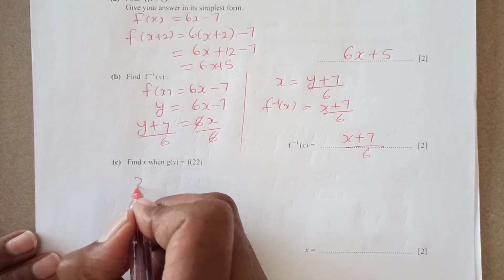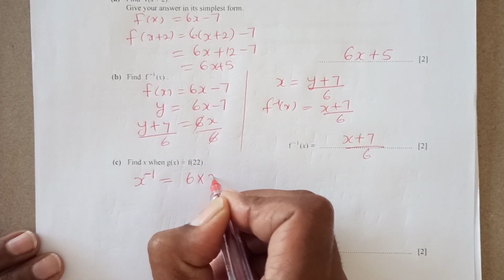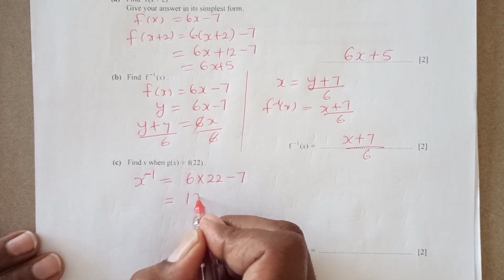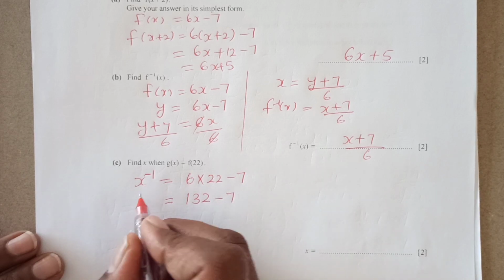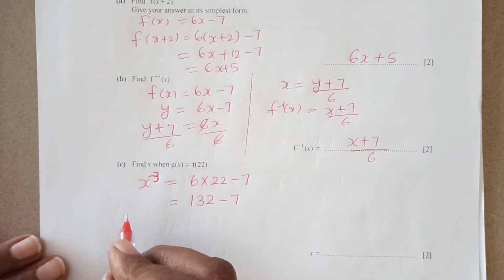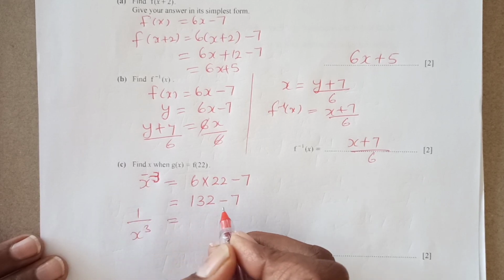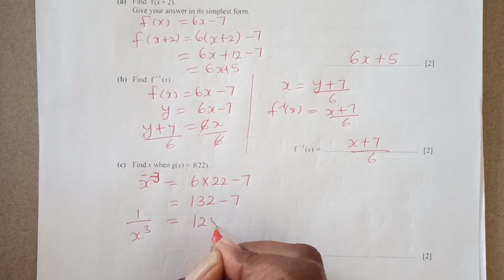Now find x when g(x) is equal to f(22). g(x) we have x to the negative 3, and for f(22) we replace the value of x with 22 in f(x). So this is 132 minus 7. This is 1 over x cubed, it is x to the negative 3. So 1 over x cubed equals 132 minus 7. 132 minus 7 is 125.